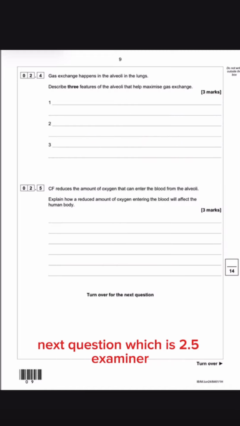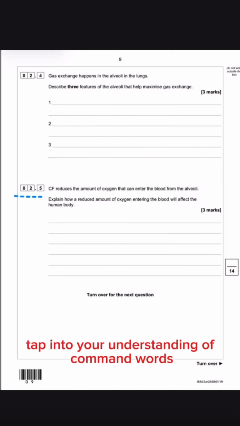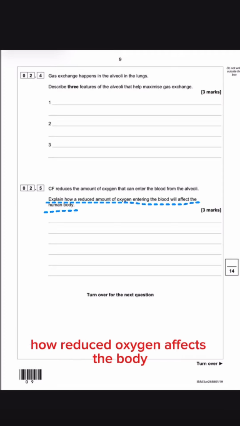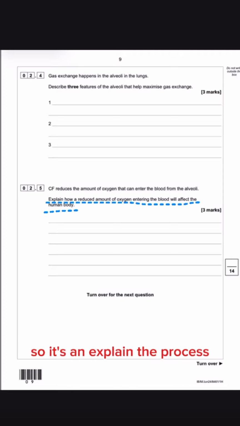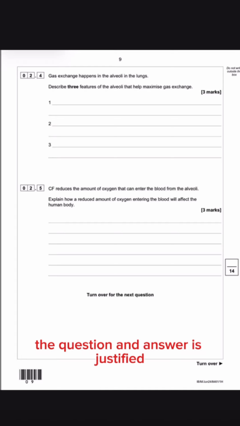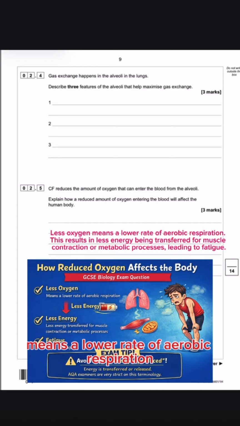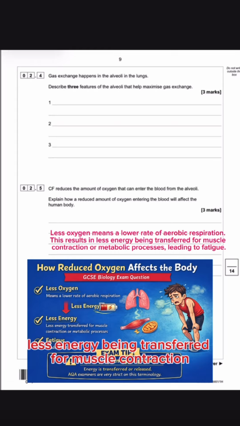Next question, which is 2.5, tests your understanding of command words, and here they ask you to explain how reduced oxygen affects the body. So it's an explain the process question. The answer is justified by explaining the phenomenon that less oxygen means a lower rate of aerobic respiration. This results in less energy being transferred for muscle contraction or metabolic processes.